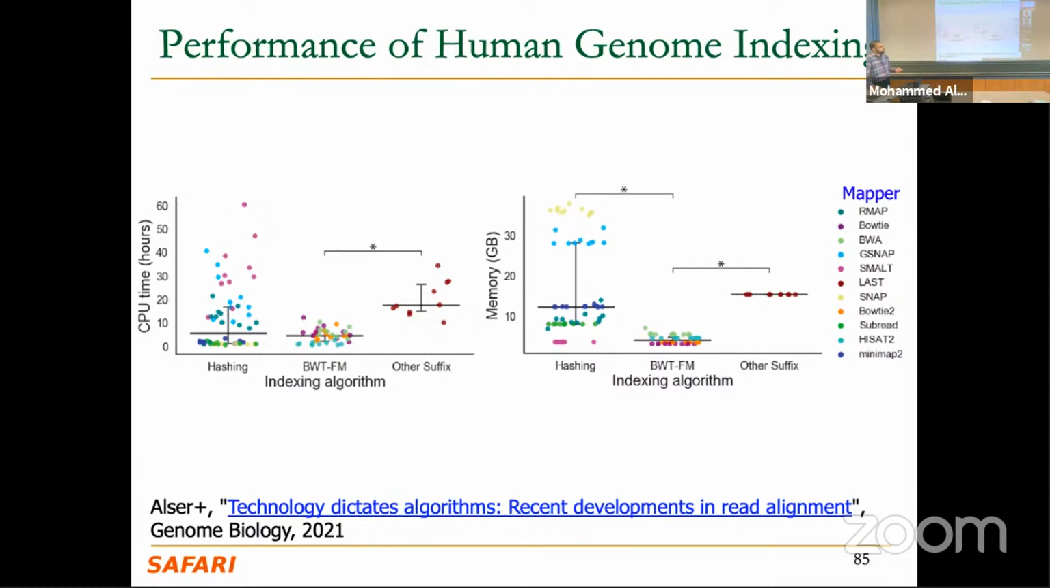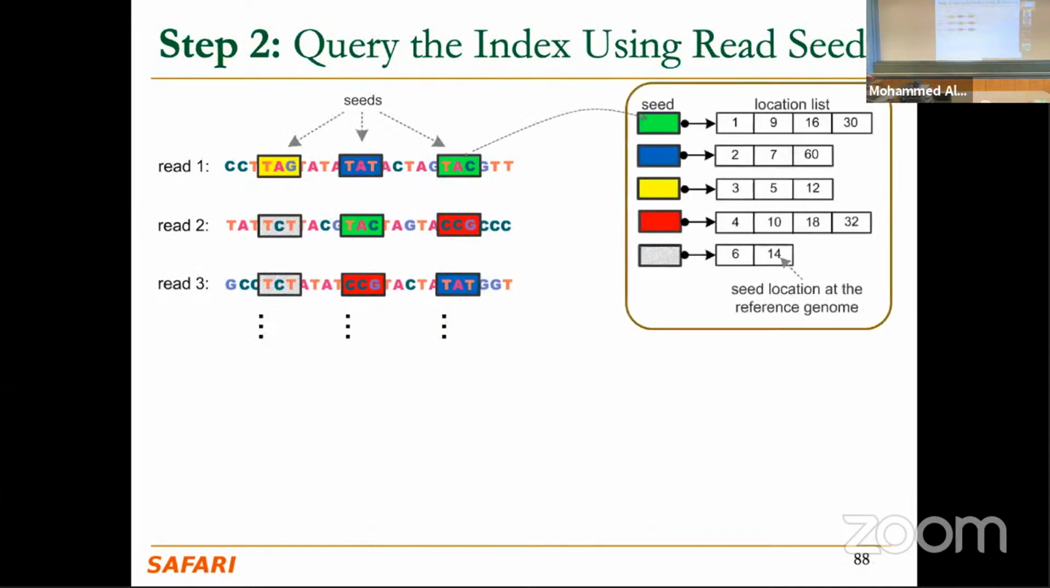They are always efficient because this is a compressed index. It's not as in a hash table. But again, it has its own limitation, as we discussed in the paper. Now, assume we build the index.